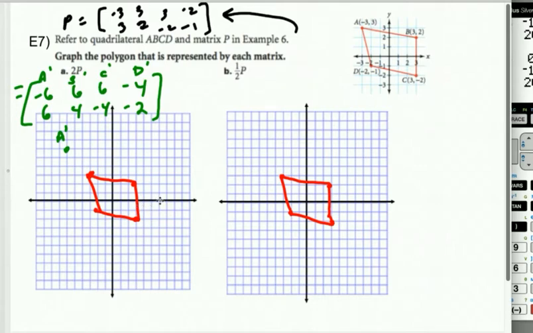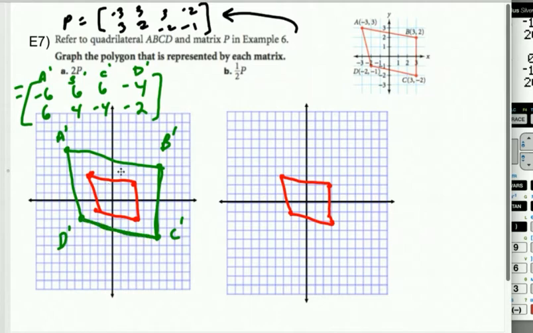6, 4 is going to be my B prime. 6, -4 is going to be my C prime. And -4, -2 is going to be my D prime. So what I end up with essentially is an image that is zoomed. I zoomed in and made this image bigger, right? It's the same image, and again, I draw like a child, so forgive me for that.